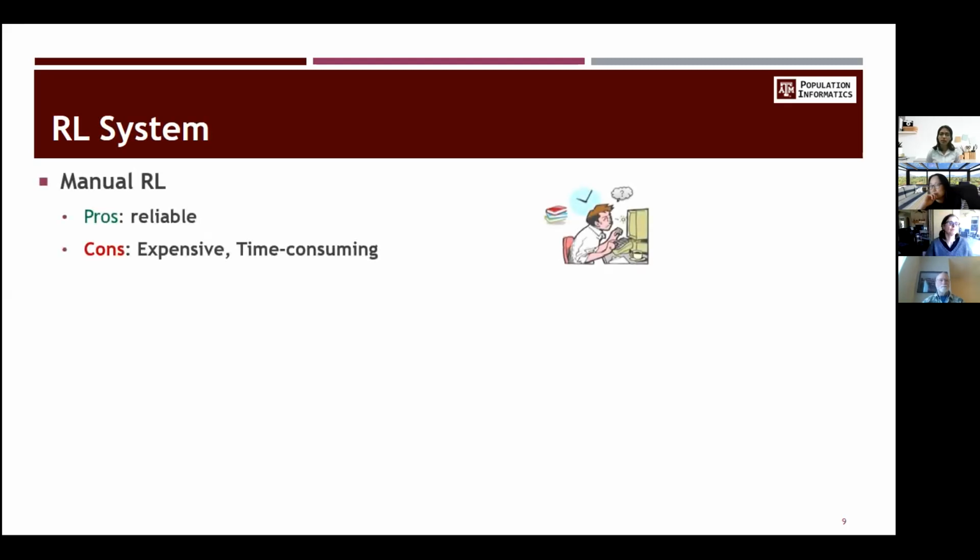Record linkage systems can be classified into three main categories. The first one is manual record linkage. It means a human expert looks at the pairs one by one and decides whether they are matched or they are not matched. These systems are very reliable, but they are expensive and very time consuming.